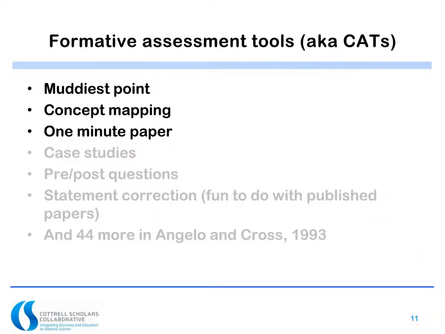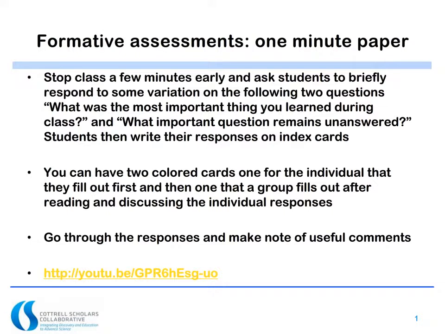There are many types of formative assessment tools, also known as classroom assessment techniques or CATs. Some that you might consider are the muddiest point, concept mapping, 1-minute paper, case studies, pre-post questions, statement correction, and there are 44 more listed in Angelo and Cross, and the reference is provided at the end of this mini lecture. For the sake of time, we'll only cover the first 3. The 1-minute paper. To implement the 1-minute paper assessment tool, stop class a few minutes early and ask the students to briefly respond to what was the most important thing you learned during class and what important question remains unanswered.